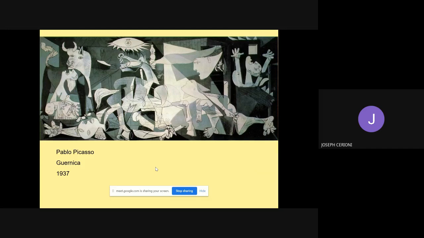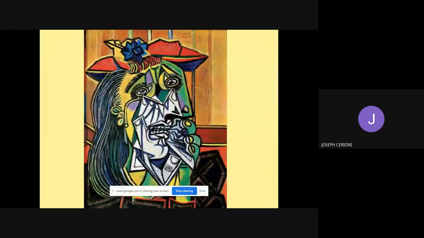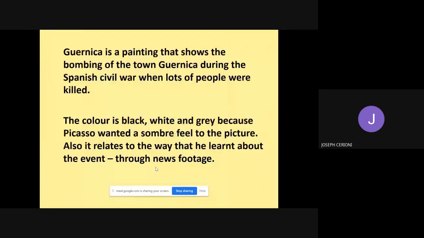Now, it was painted in 1937, and Picasso painted it after a terrible event happened in Guernica. There was a war at the time in Spain, so it was a civil war where it was the Spanish people fighting amongst themselves. And Spain at the time was run by a dictator called Franco, who was an ally or a friend of Germany, and he asked Hitler to help him by bombing this town of Guernica.